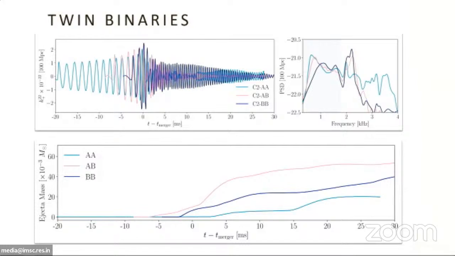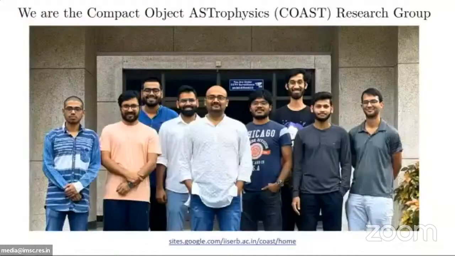Another way of differentiating the twins from a normal first order phase transition neutron star or a smooth neutron star is the binaries. Their power spectral densities are completely different, and so is their ejected mass. So twin stars are a way of observing or finding out new physics, if there is any, and whether twins really exist or not can be probed with future gravitational wave analysis.